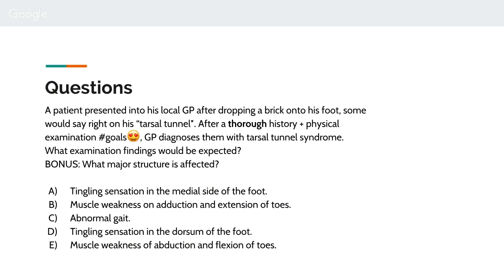E, yeah? And the major structure, so it's tarsal tunnel, T, tibial nerve, yep. So tibial nerve is the only one here that's responsible for that muscle weakness of the abduction and flexion of the toes. And yeah, so just remember your posterior muscles. That's what does that flexion and stuff, the deep ones.